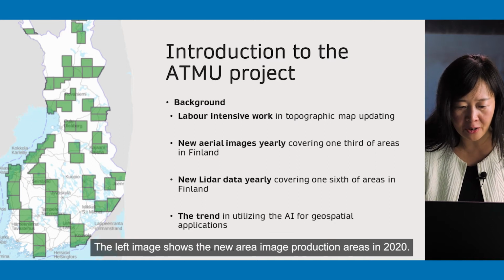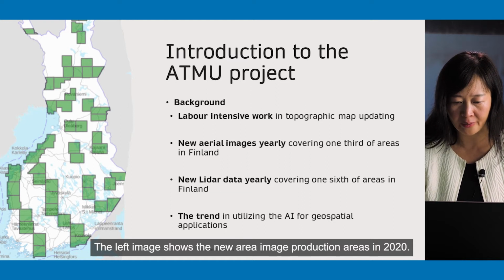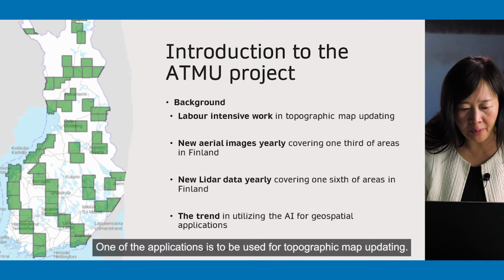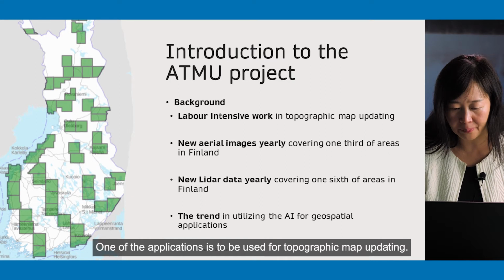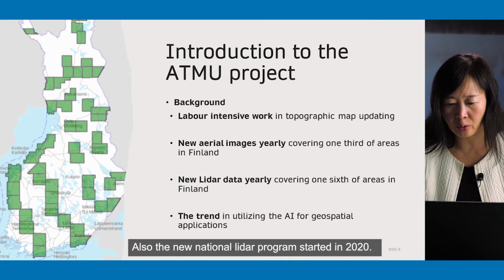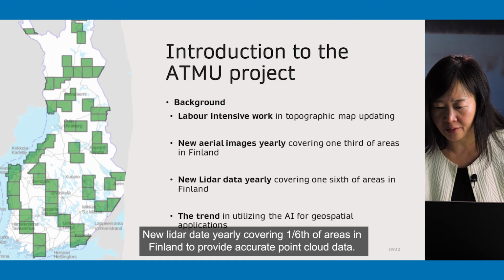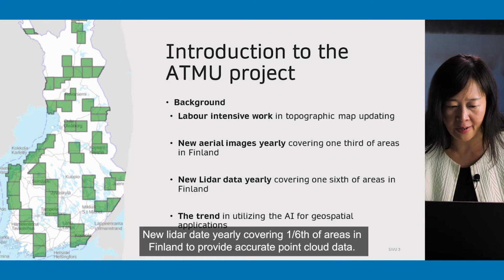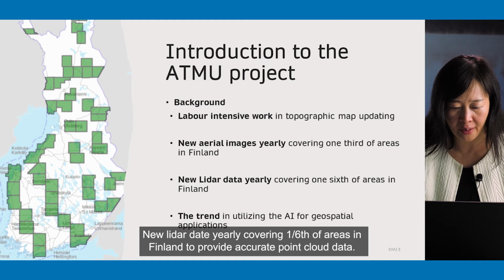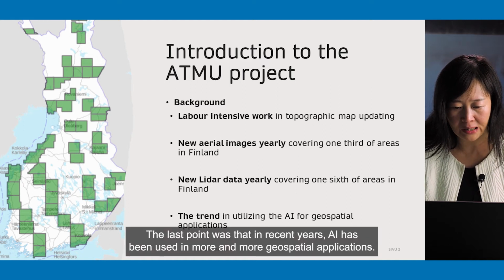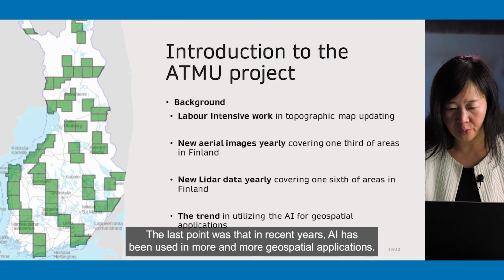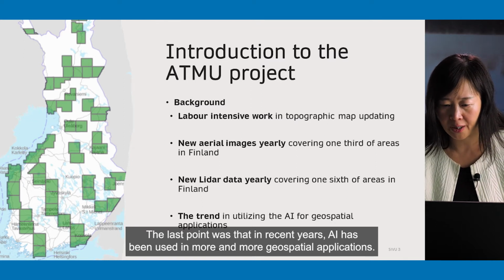So the left image shows the new aerial image production areas in 2020. One of the applications is to be used for topographic map updating. Also, the new national LiDAR program started in 2020. So new LiDAR data yearly covers 1/6 of areas in Finland to provide accurate point cloud data. The last point was that in recent years, AI has been used in more and more geospatial applications.